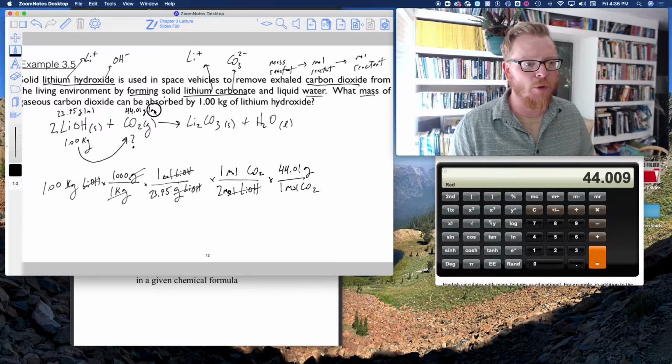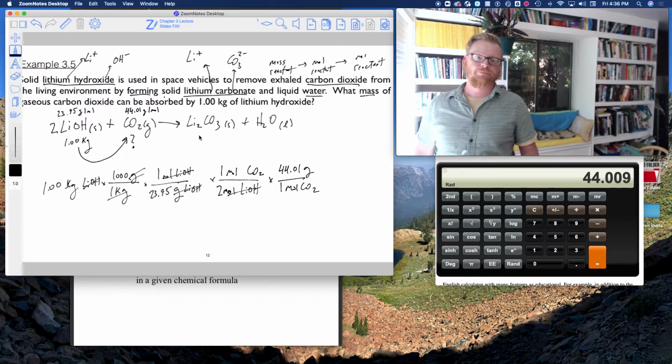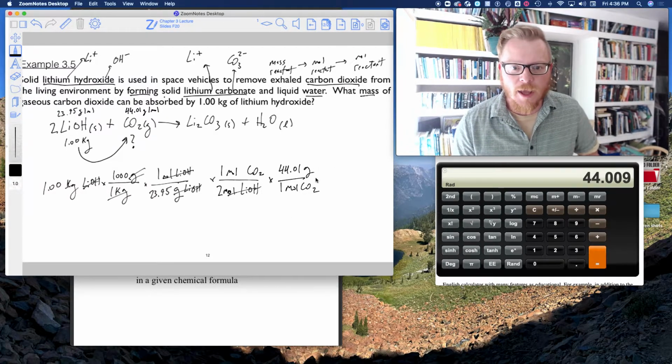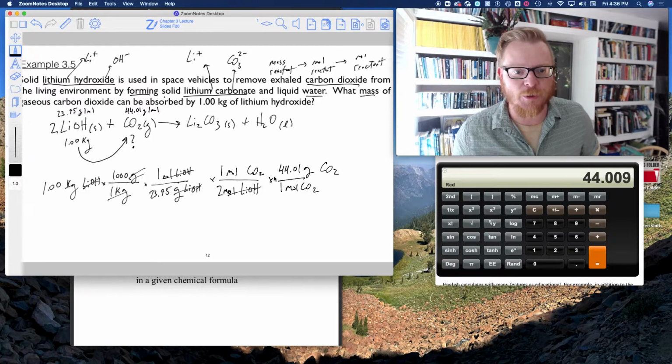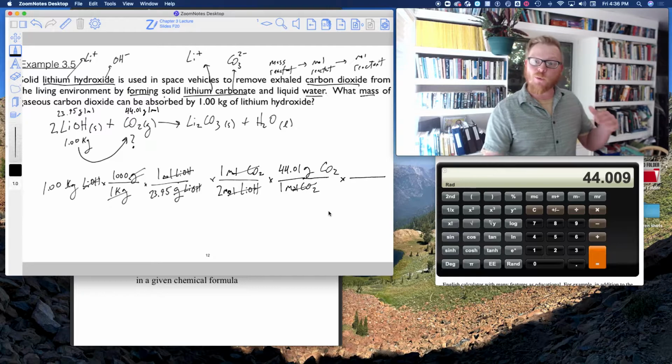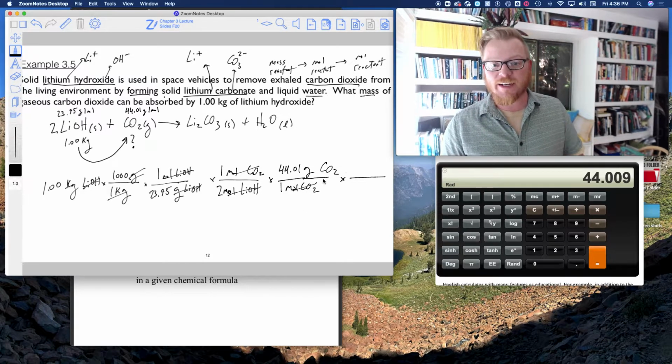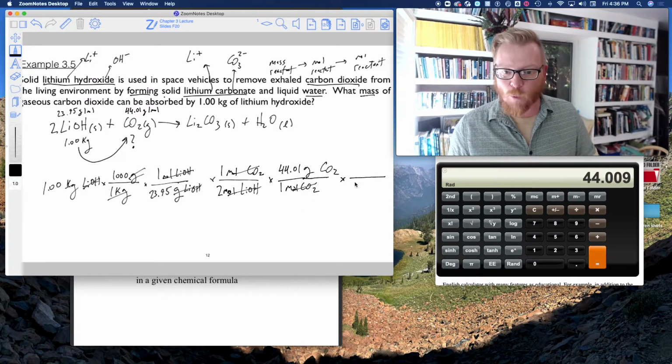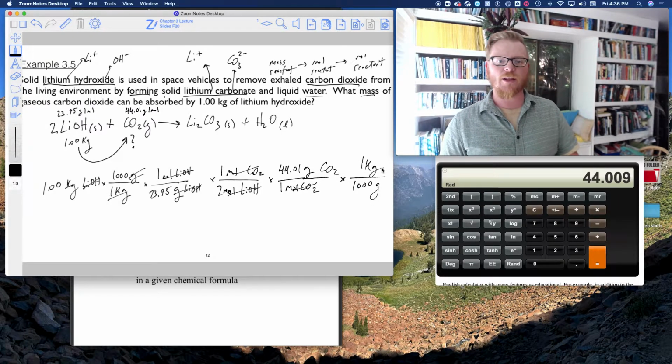44.01 grams per mole. Okay? And that gives me grams of CO2. So mole of CO2 cancels and mole of CO2 cancels. And look, I can let it ride. I can keep going. Because if I did want to make this kilograms, then it's really easy. All I have to do is one more line and just say in 1,000 grams, there's 1 kilogram.